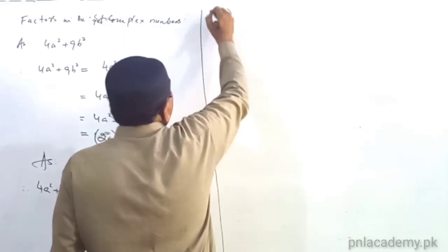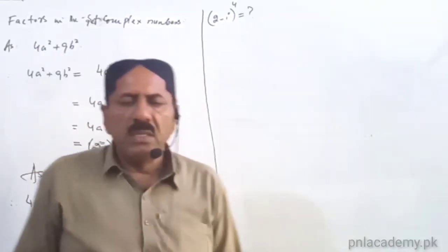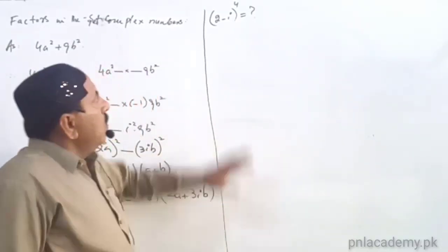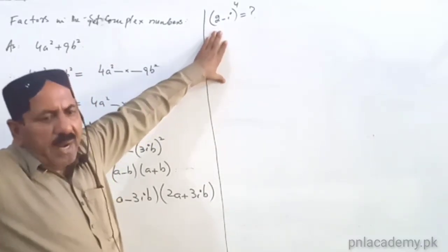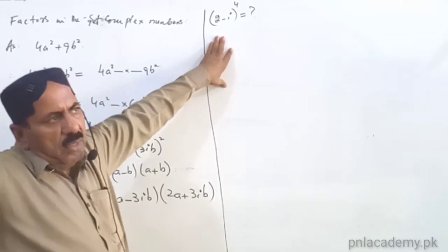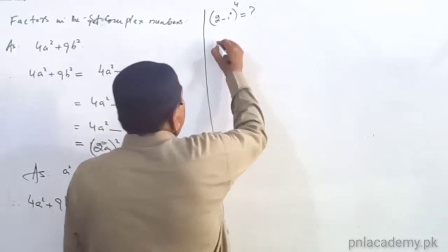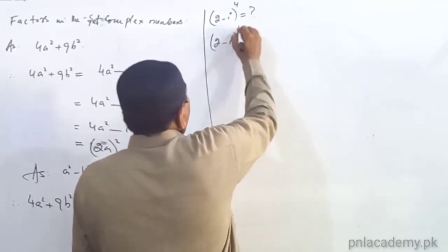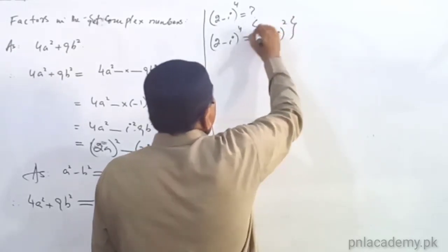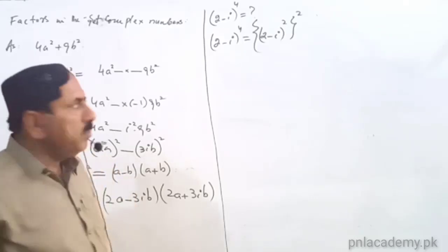(2 − ι)^4. How can we simplify (2 − ι)^4? If we solve it directly, we will have to use the binomial theorem. But if we write (2 − ι)^4 as ((2 − ι)^2)^2, then the whole square means (2 − ι)^4.